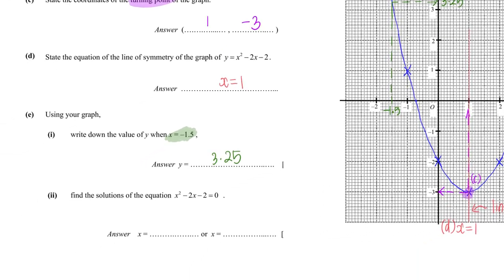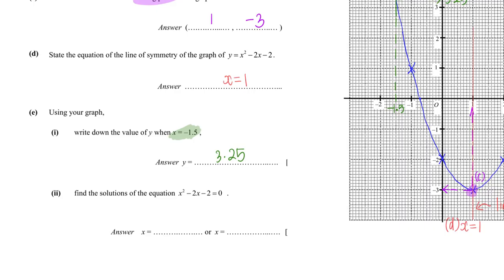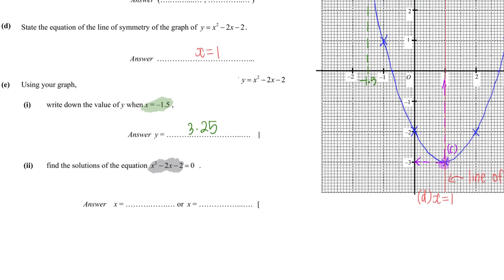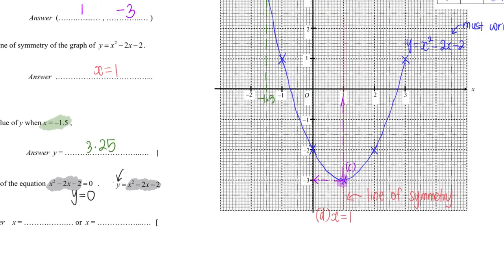And for E part 2, find the solutions of the equation x squared minus 2x minus 2. And notice that if I were to look at the equation that we have just drawn, which I'm going to pull down so that you can compare easily, then you can see that x squared minus 2x minus 2 is actually y. So they are actually asking us, what is the answer for x when y equals 0?